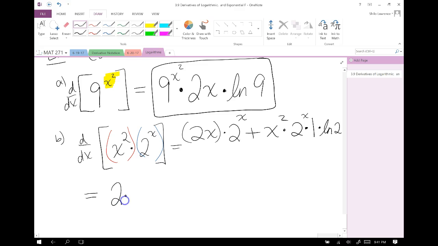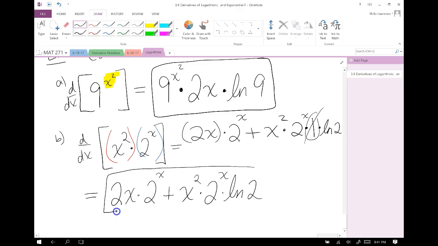But we do have 2x times 2 to the x plus x squared times 2 to the x, times natural log of 2. We certainly don't need to write times 1. We need all that other stuff in there.